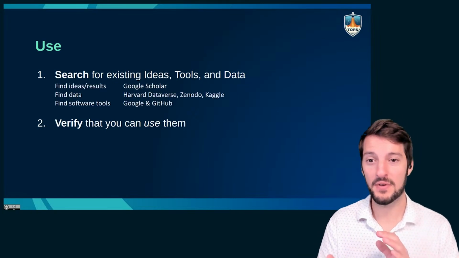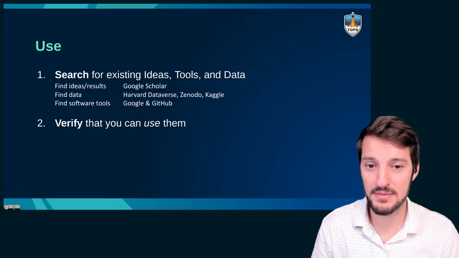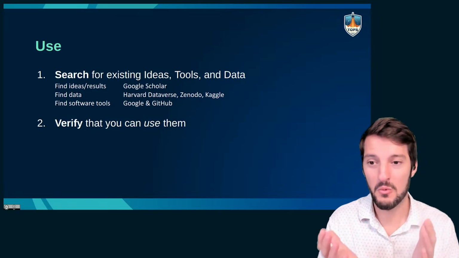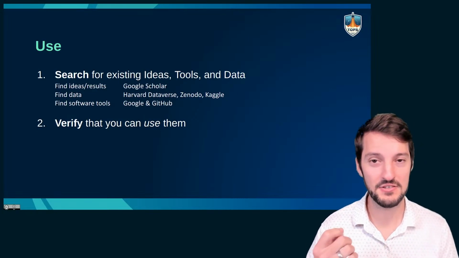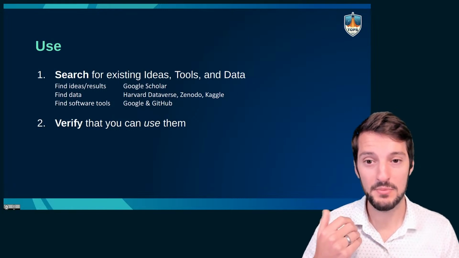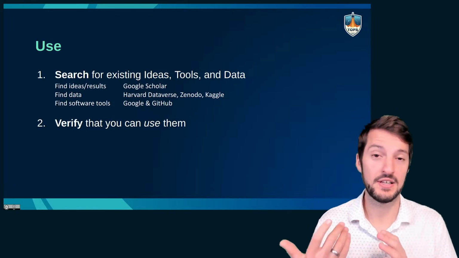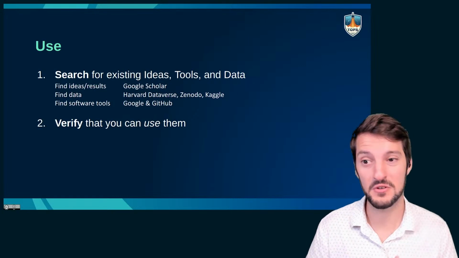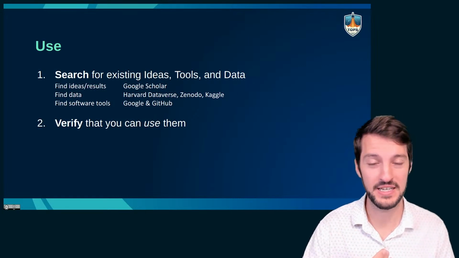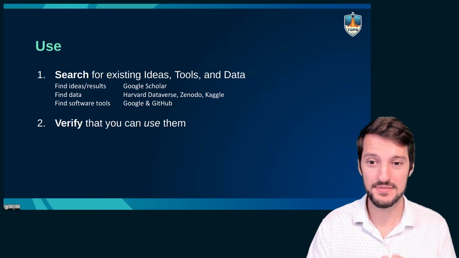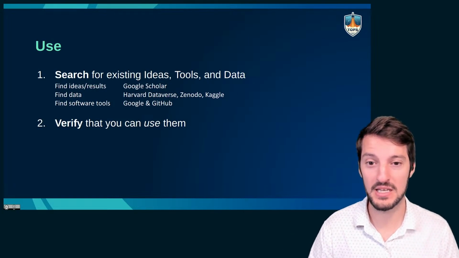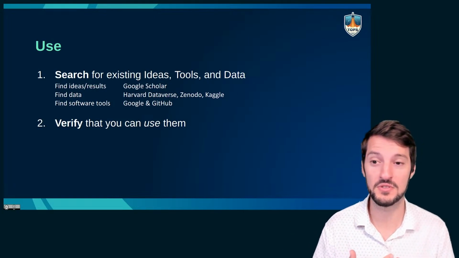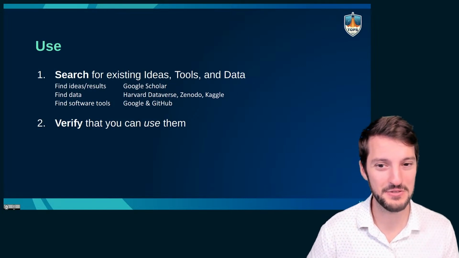And if you want to be able to find ideas and results, maybe you'll use something like Google Scholar or one of the many other publication search engines out there. If you want to be able to find data, maybe you're going to use something like Zenodo, Harvard Dataverse, Kaggle, Google Dataset Search, or others. If you want to be able to find a software tool, maybe you'll use Google, maybe you'll use GitHub Search, which I think is an underrated tool.